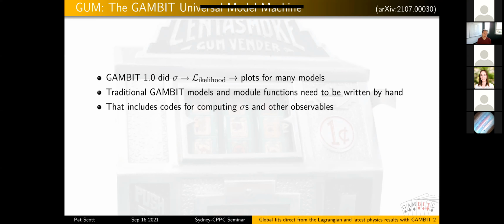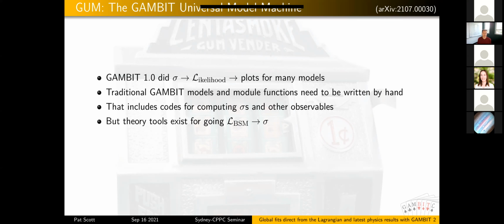So that meant that, in general, if you were going to look at a completely new model that was unrelated to any of the existing models via the model hierarchy, you needed to introduce new code for actually computing cross sections or other observables.